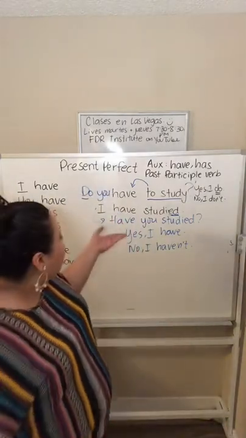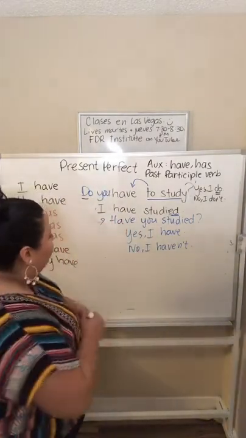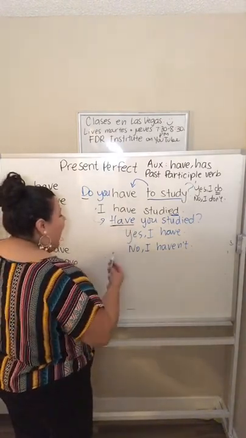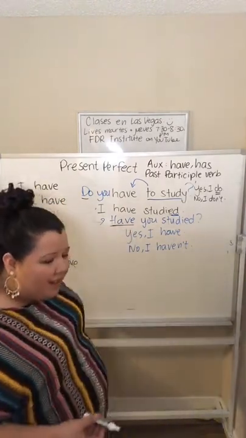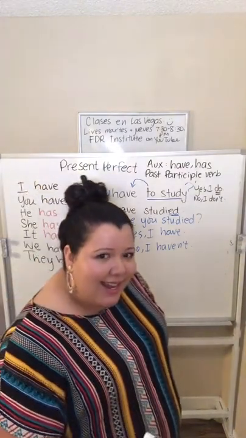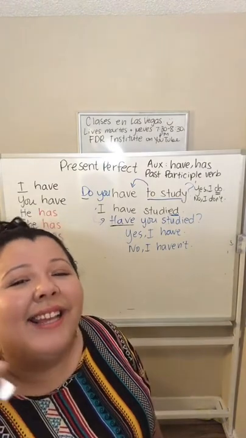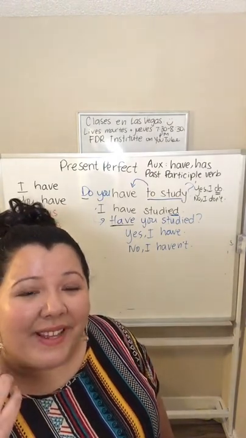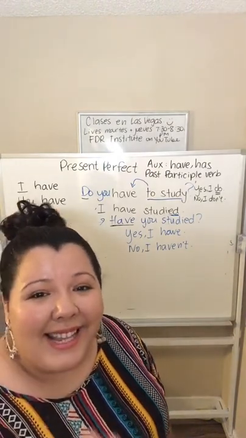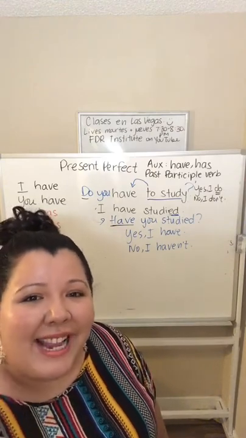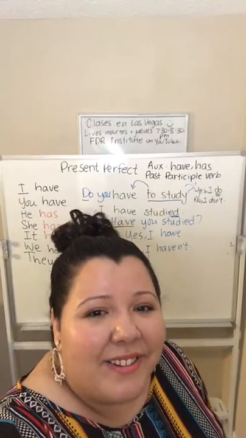Right? Pero cuando es have you, right, solo cambiamos la conjugación. Have you studied? Has he studied? Has she studied? Have they studied? Right? Have you studied? Yes, I have. Have you worked? Yes, I have. Have you cooked? Yes, I have. Right? So just like that.